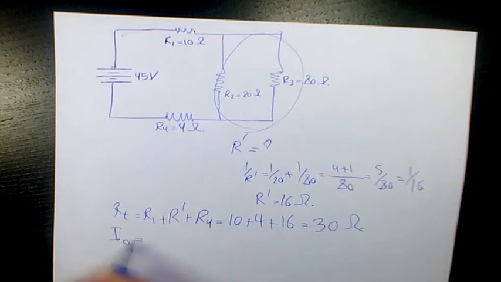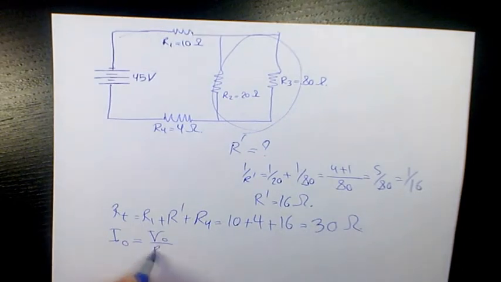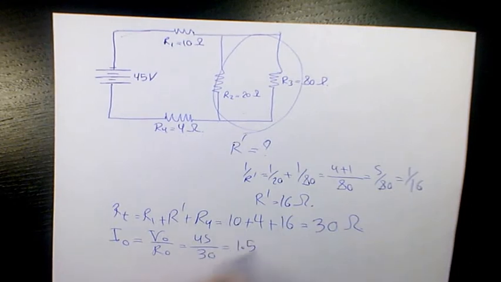I naught is going to be V naught divided by R naught. That's going to be 45 divided by 30, which is going to be 1.5 amp.